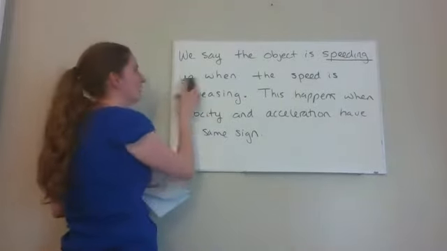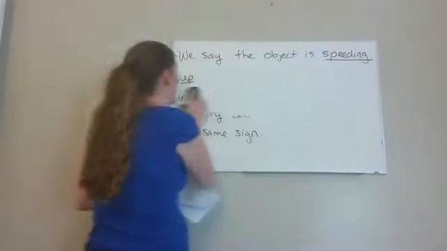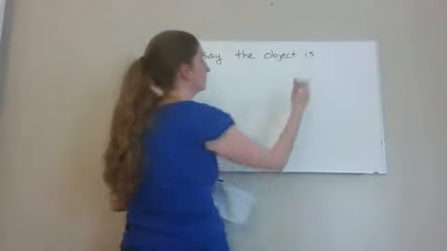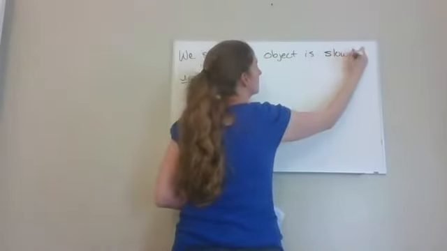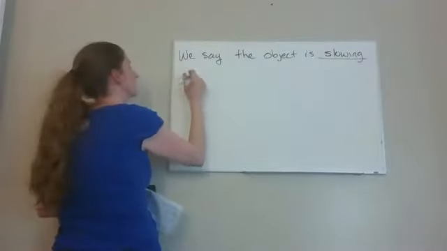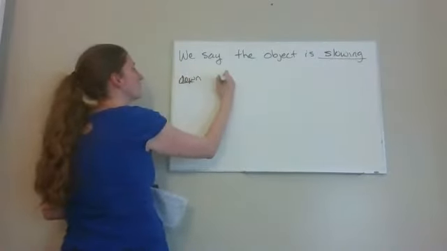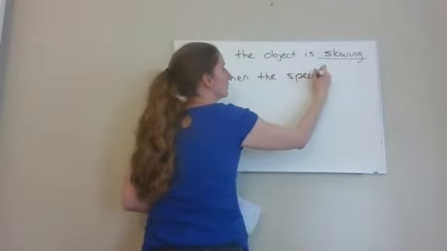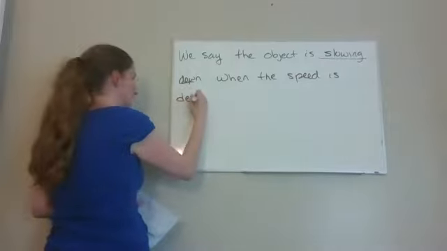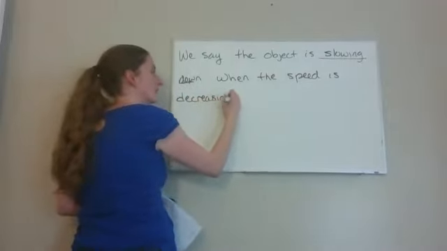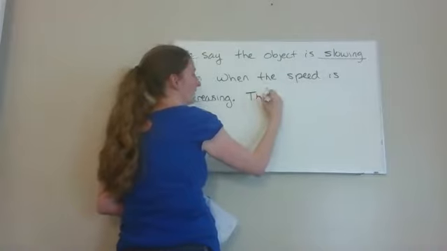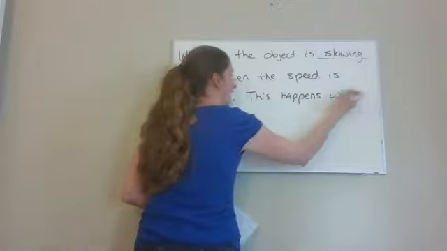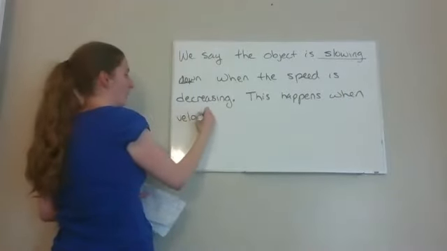Similarly, we say that our object is slowing down when the speed is decreasing, and this happens when velocity and acceleration are of opposite sign.